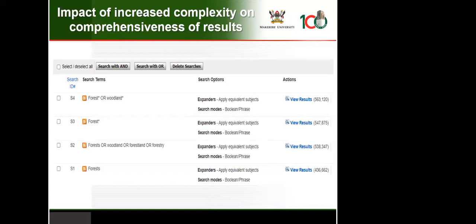It gave me 547,000. Then in my search 4, I truncated forest and I also truncated woodland. As you can see, the numbers have been going up. Whatever I add, the number keeps increasing. The final one gave me 563 plus 1,000 studies. So that is how truncation works in database searching. We have looked at so many techniques, and they will help us along the way.